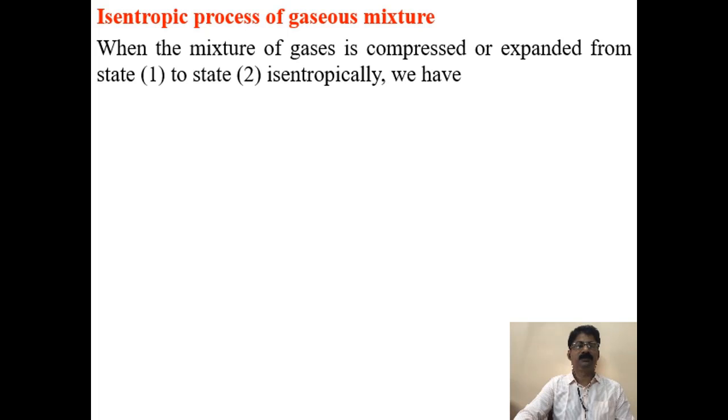Now coming to the isentropic process of gas mixture. When the mixture of gases is compressed or expanded from state 1 to 2 isentropically, that means for isentropic process 1 to 2, maybe the process is compression or expansion, you can write T2 by T1 is equal to P2 by P1 to the power gamma mixture minus 1 divided by gamma mixture. So the general formula is T2 by T1 is equal to P2 by P1 to the power n minus 1 by n, but for an isentropic process n becomes equal to gamma, but here it is gamma for the mixture, so you have to write gamma m.